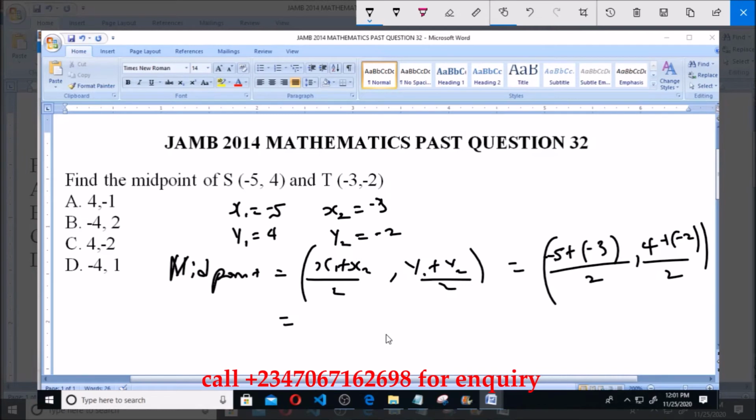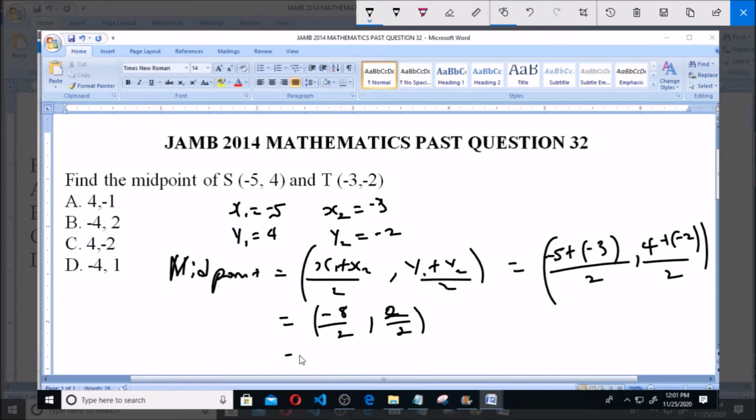-5 minus 3, that will give us -8 all over 2, comma 4 minus 2 will give us 2 all over 2. So this is equal to -4, comma 1. So this is the midpoint. This is the coordinates of the midpoint, -4, comma 1, and that is option D.